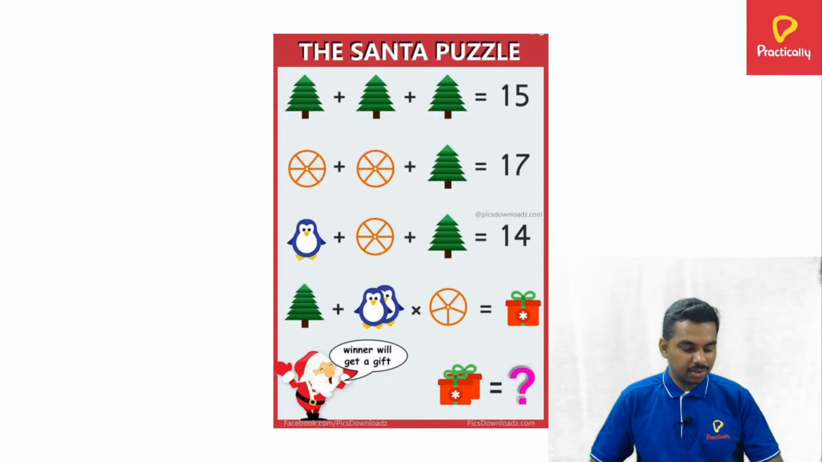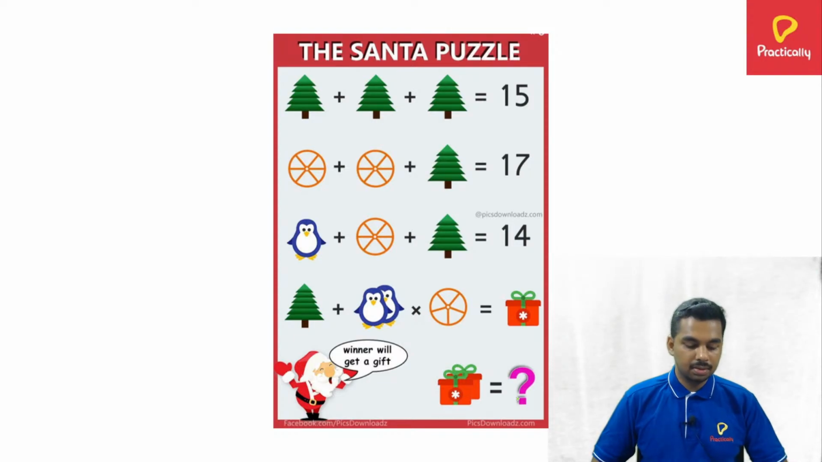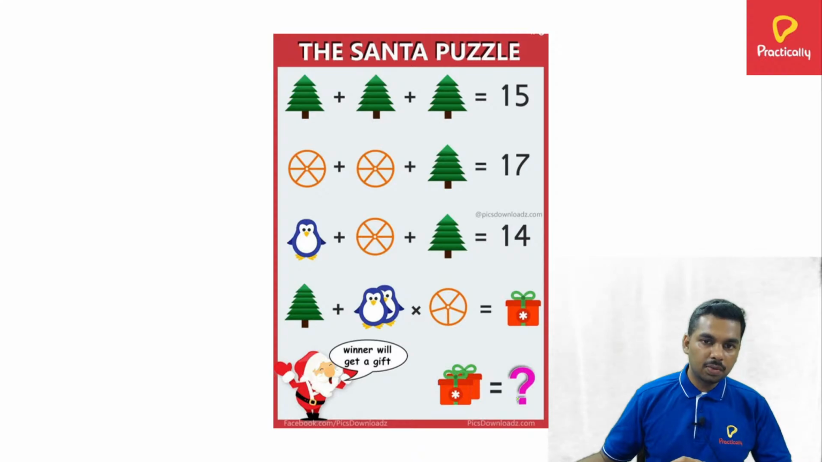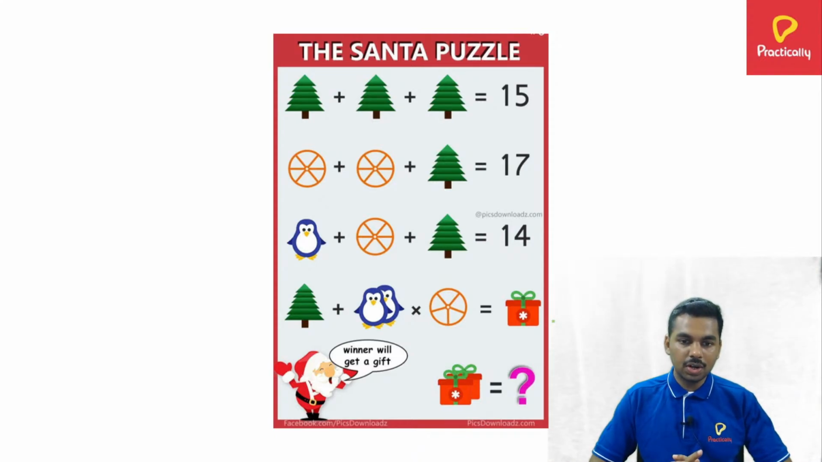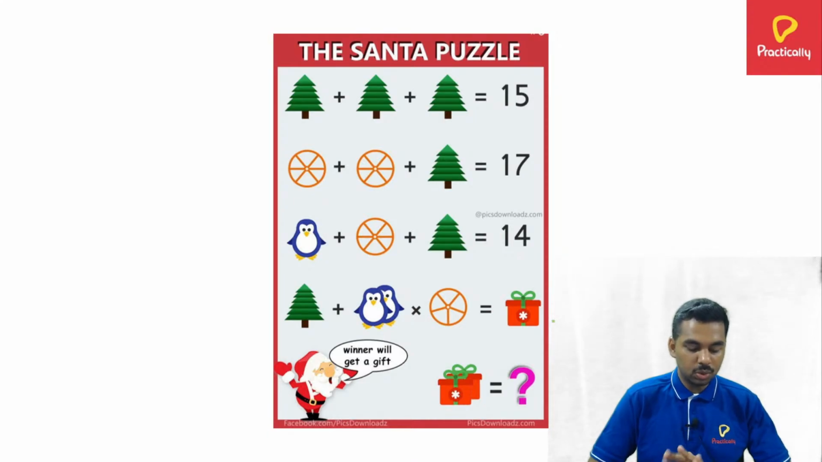It's a kind of puzzle that you see always in newspapers, or maybe some fun magazines. So you have to tell me what the value of the tree is, what the value of the wheel is, what the value of the penguin is, and what the value of the gift is. It's somewhat straightforward. Only thing is that you have to carefully look into the problem.